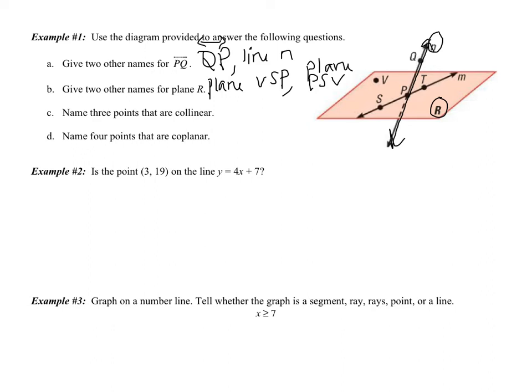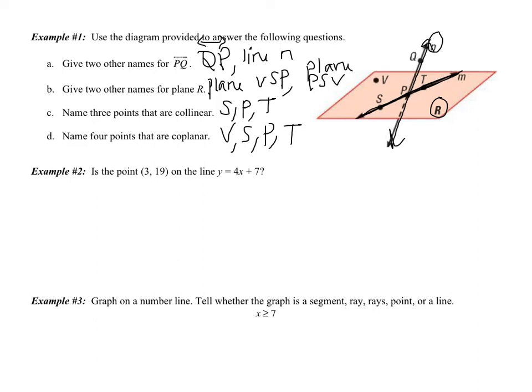Name 3 points that are collinear. That's 3 points on the same line. We have this line right here. So I have S, I have P, and I have T. Those are 3 points that are collinear. And then 4 points that are coplanar, 4 points on the same plane, would be V, S, P, and T. Those are all the points that are on plane R, that red plane. So when we do some problems tomorrow in class, you're going to have a few problems that are like this.